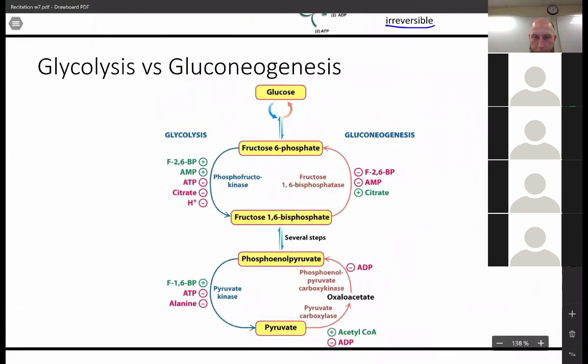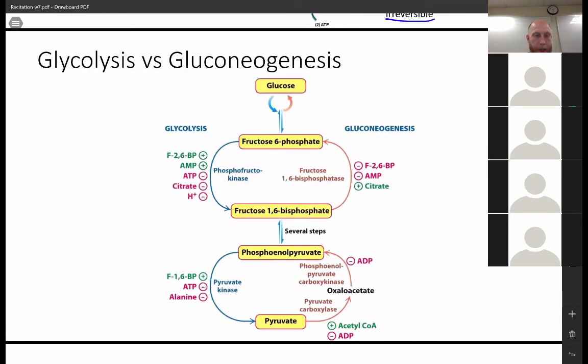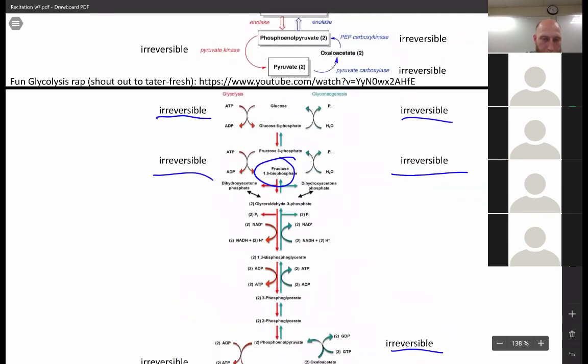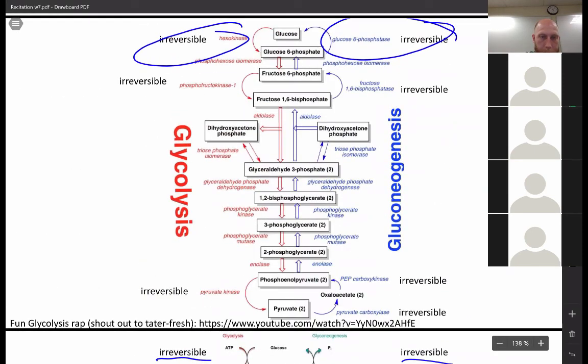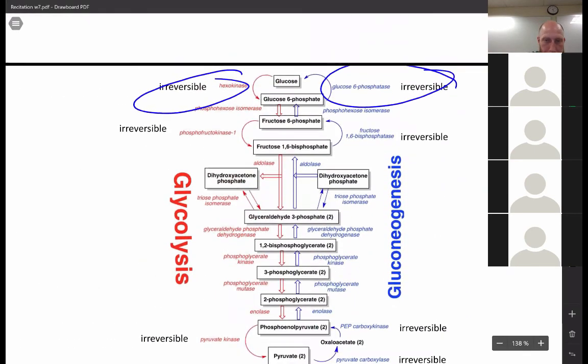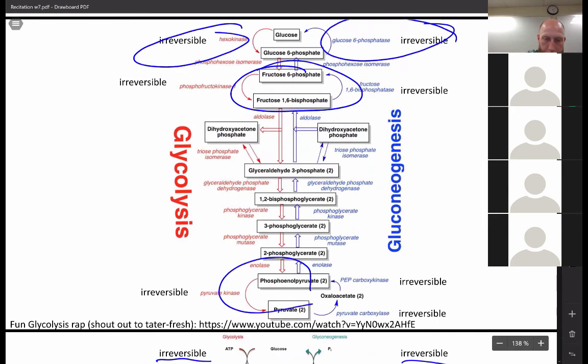So this slide illustrates the point I'm making when I say some of the irreversible steps are great regulator steps. The two steps being shown here are the second and third irreversible steps in glycolysis. So for that third slide, we're looking at this reaction and then this reaction.